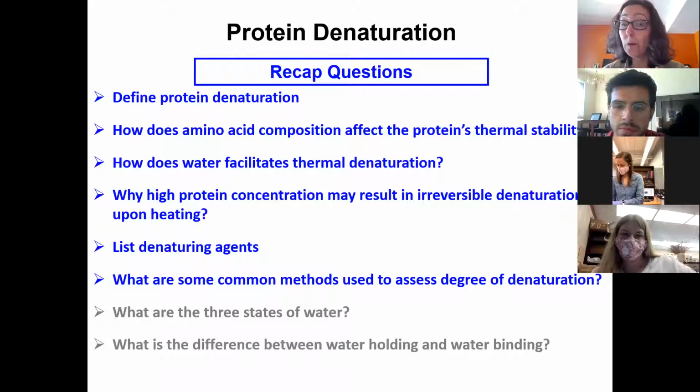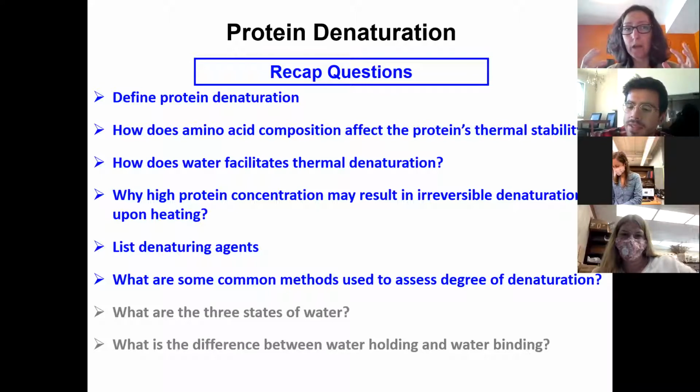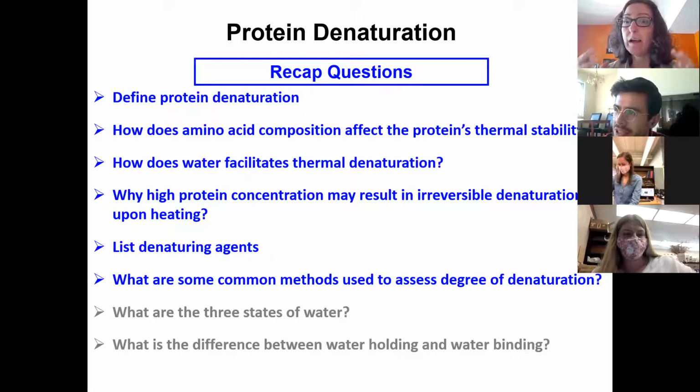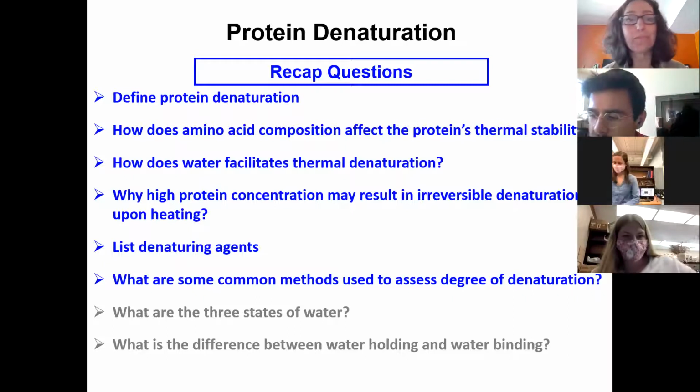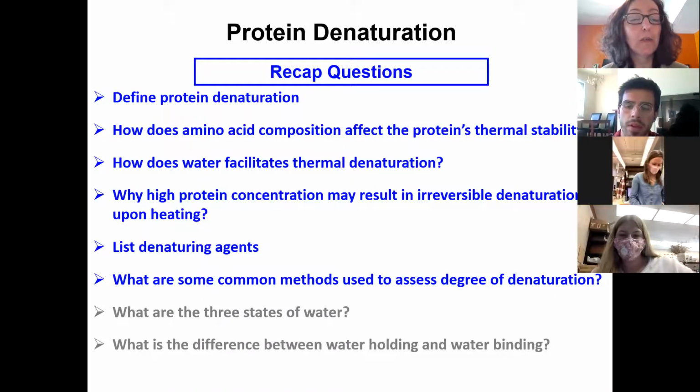So breakage of a few bonds can lead to a kind of sequential denaturation because you get a lot of entropy. So there's a change in entropy. So you have chaos and lots of energy, and then that might also cause breakage of more bonds. And therefore you get delta G negative. So, all right, that's protein denaturation. How does amino acid composition affect the protein thermal stability?